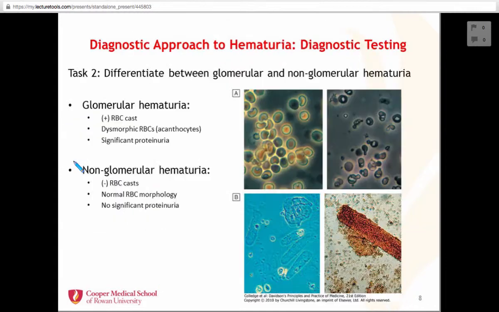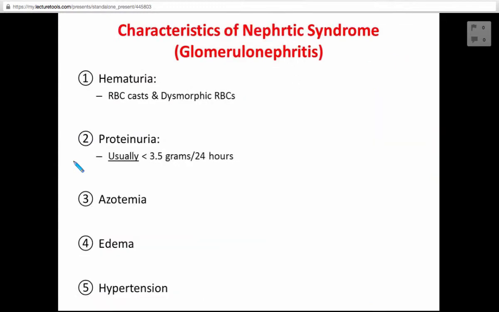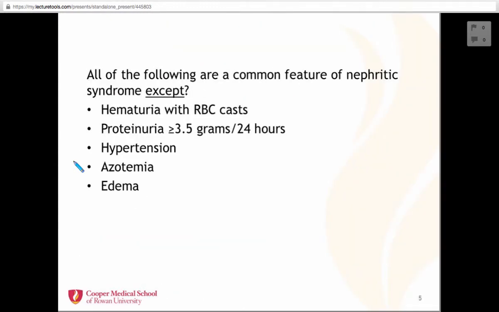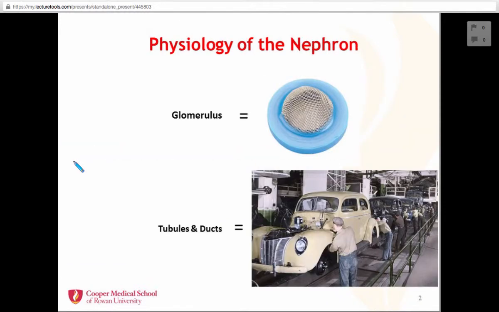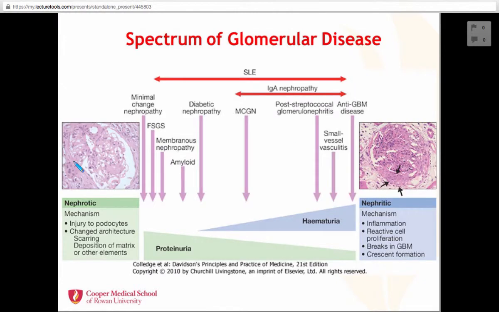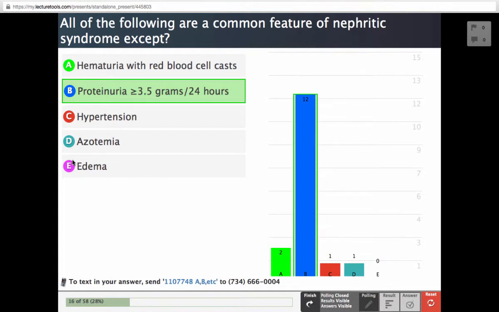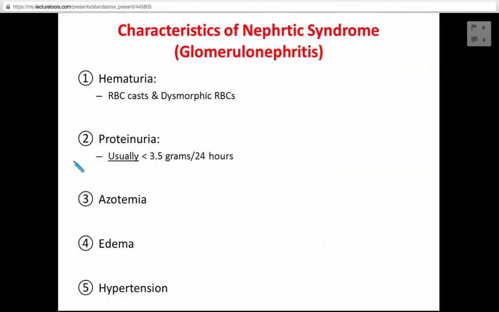So just to recap, I think things that we really want to walk away from knowing first and foremost what the glomerulus should be doing, understand the spectrum between nephrotic and nephritic, knowing that there can be considerable overlap at times, particularly with nephritic syndrome having nephrotic range proteinuria. You really want to know the clinical manifestations of nephritic. How do you diagnose it?